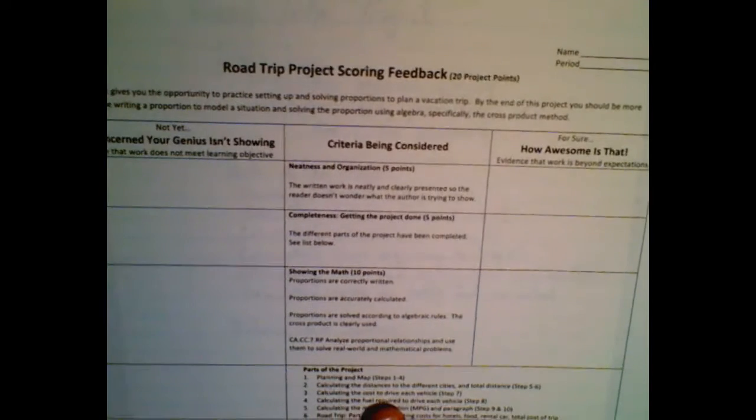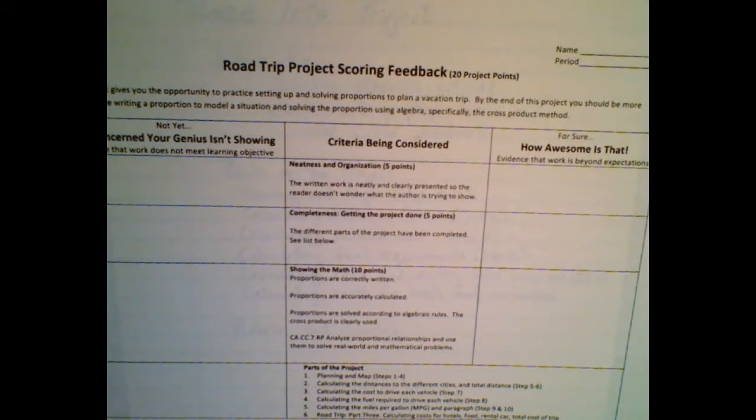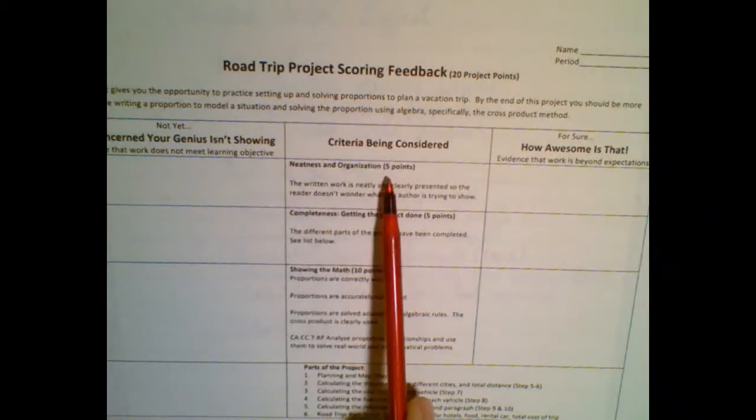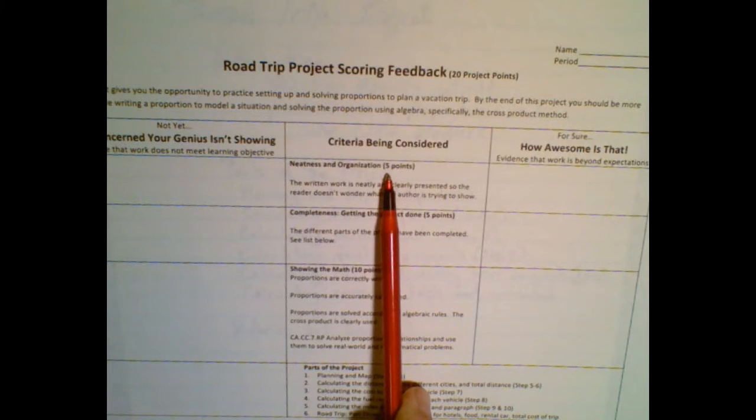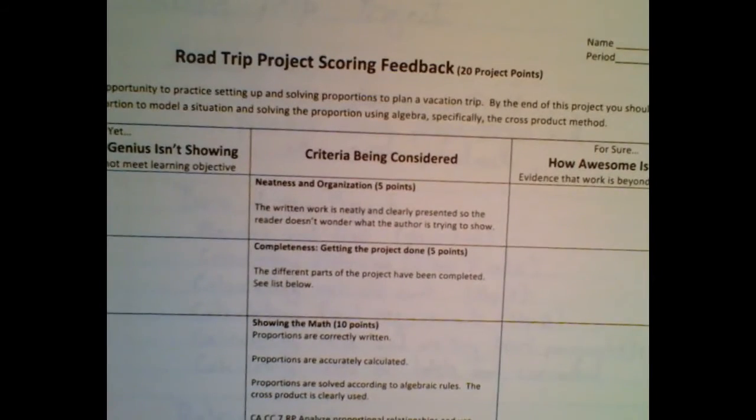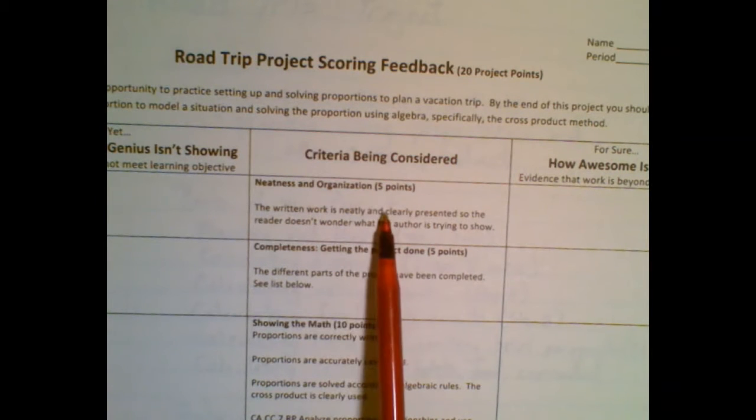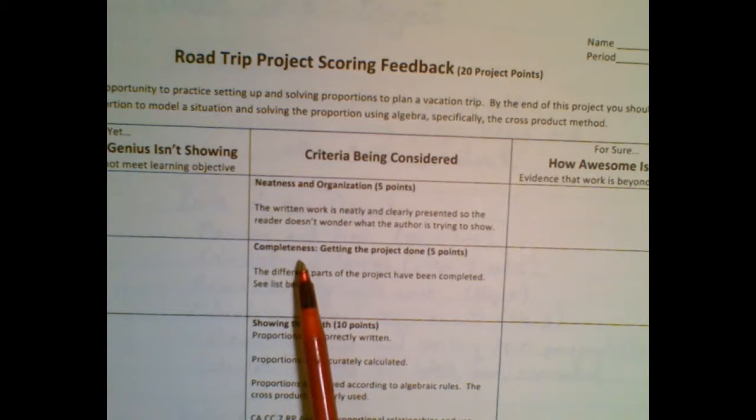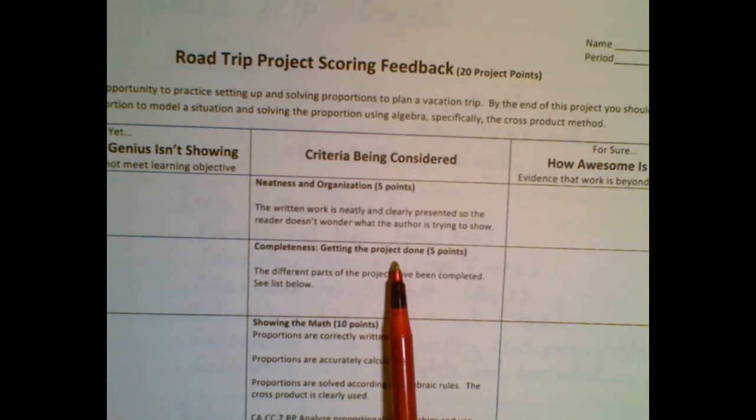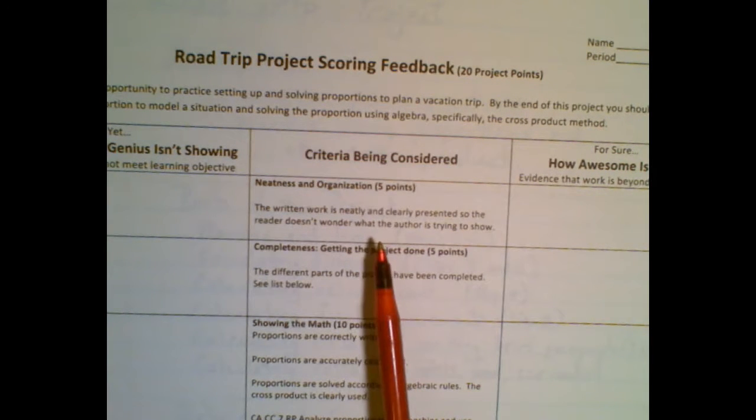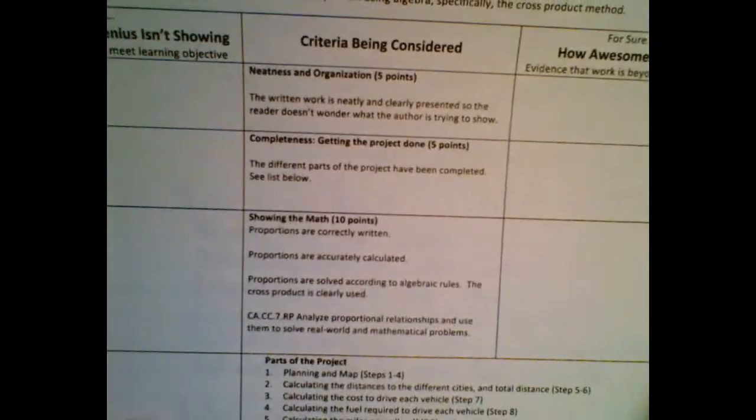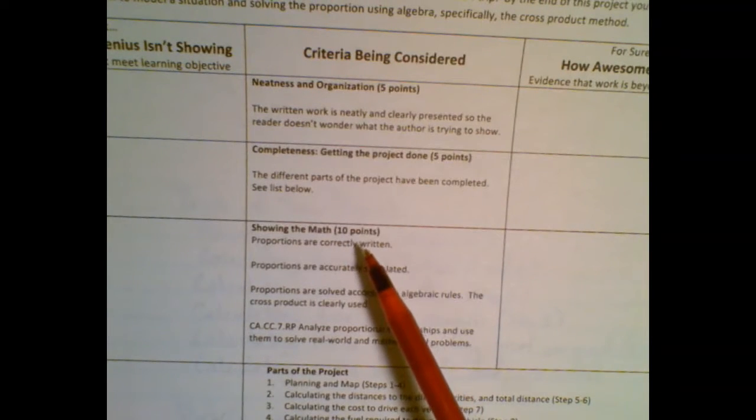The way this rubric works is that in the middle is listed what you're expected to complete under different categories. The categories are neatness and organization, that's 5 points possible. You want to have things written out so that a person can actually understand what's being attempted. Then there's 5 points for completeness, and that's getting all the different parts done in a neat and organized manner. Then, of course, 10 points is for showing the math along the way.